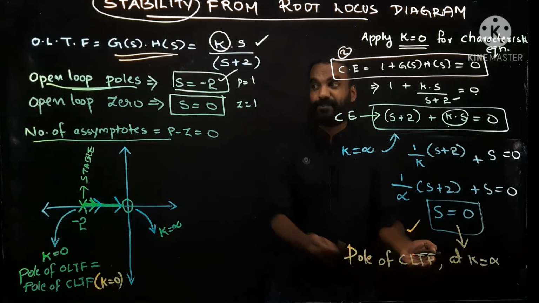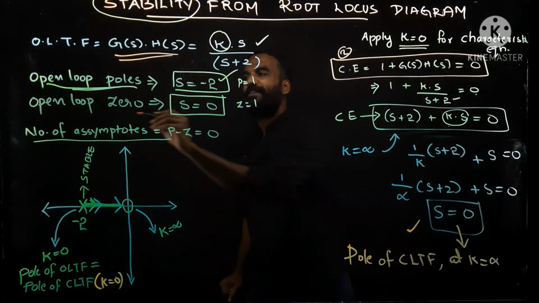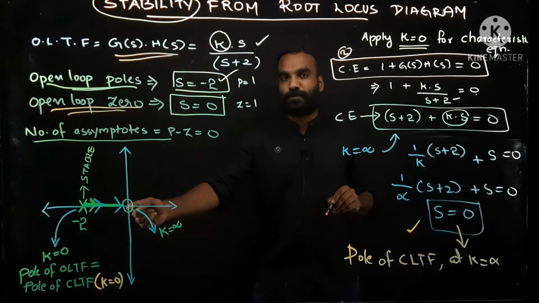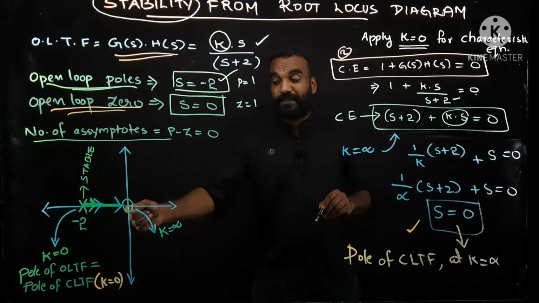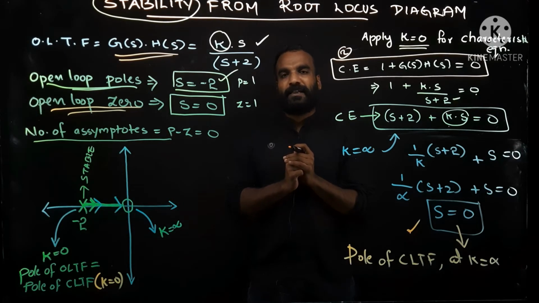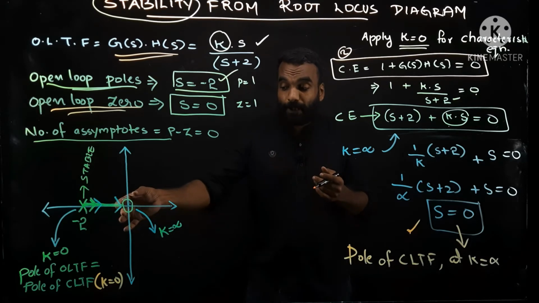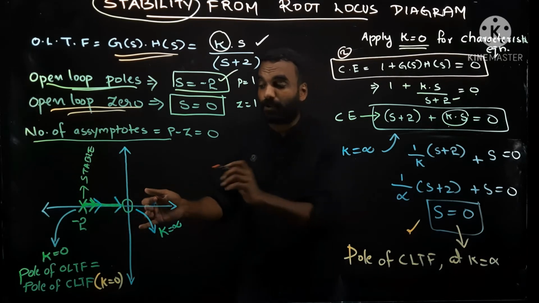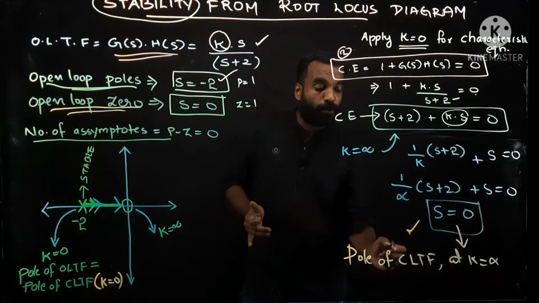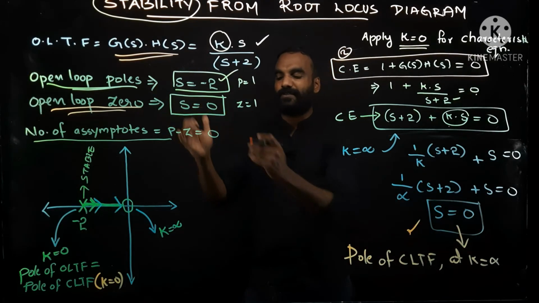Please compare this to the open loop pole and 0. Same thing you got here. It is nothing but equal to open loop 0. So this is open loop 0, s is equal to 0. The open loop 0 is not simply a 0. It is having some other meanings also. So open loop 0 that you are seeing in the root locus diagram is pole of closed loop transfer function at k is equal to 0. Both are same. S is equal to 0, s is equal to 0.